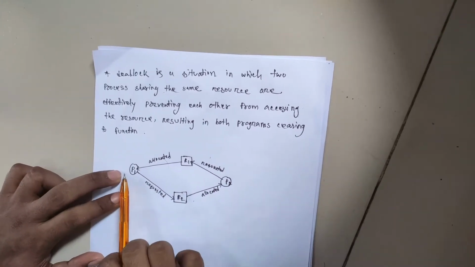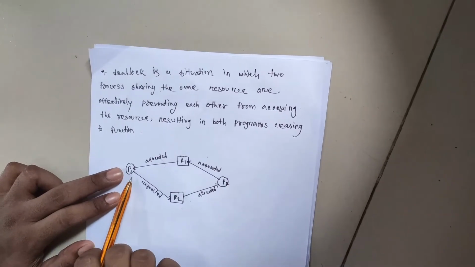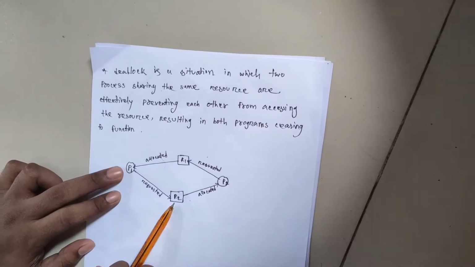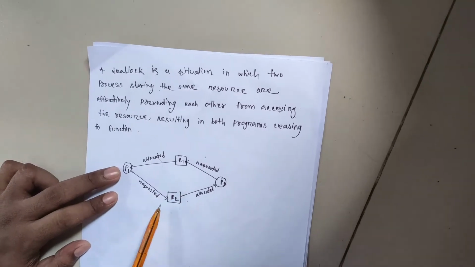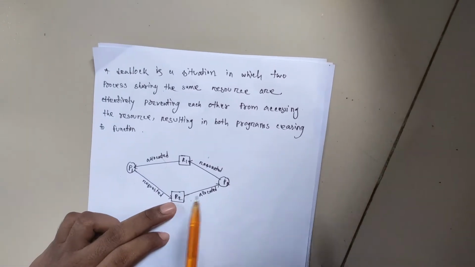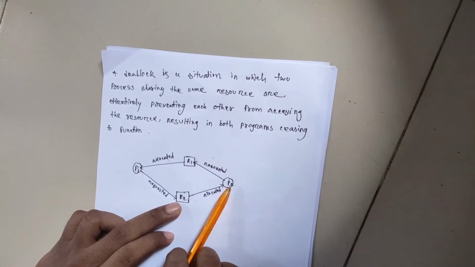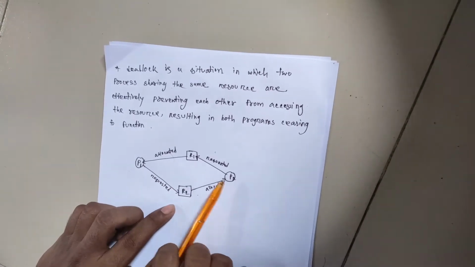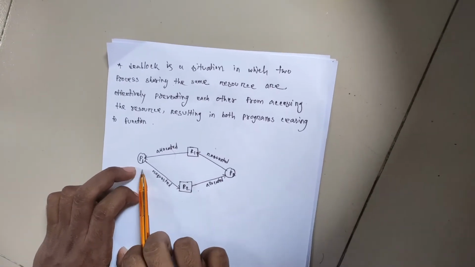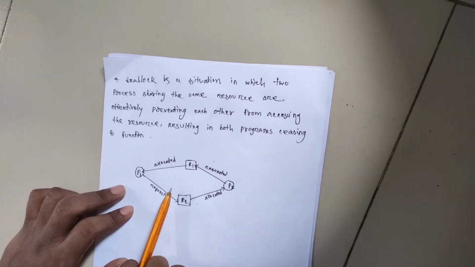That means P1 says that I will execute if I get R2, but R2 is already allocated to P2, and P2 says that I will execute if I get access to R1, but R1 is already allocated to P1. So this situation is called a deadlock situation.